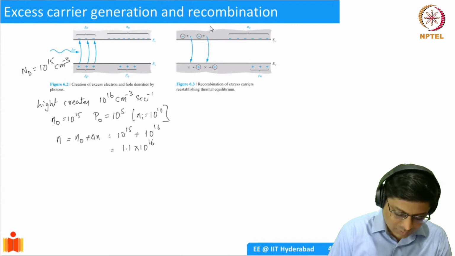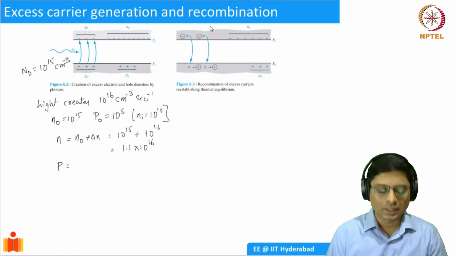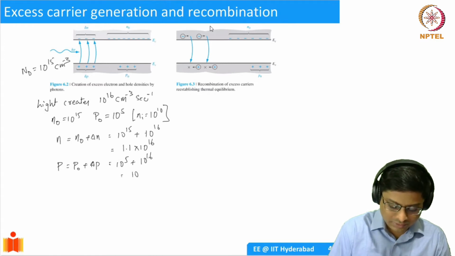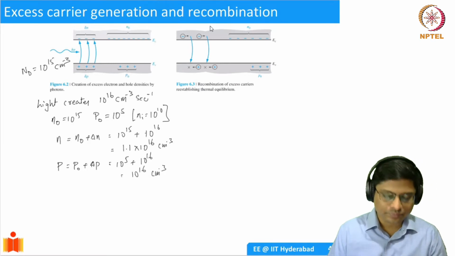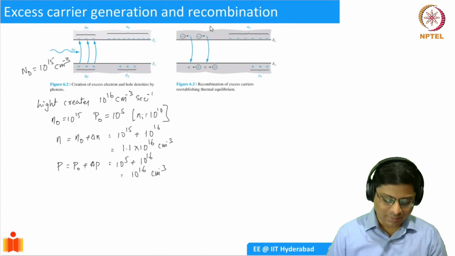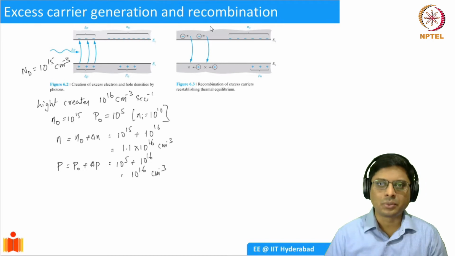Similarly, what will be P, the total hole density? It will be the equilibrium density P naught plus delta P. In this case, the equilibrium density was 10 power 5 plus delta P was 10 power 16, so this is going to be equal to 10 power 16. So what you notice is, by choosing my external stimulus, I am able to create a lot of minority carriers. Of course, this depends on the rate at which you're generating.